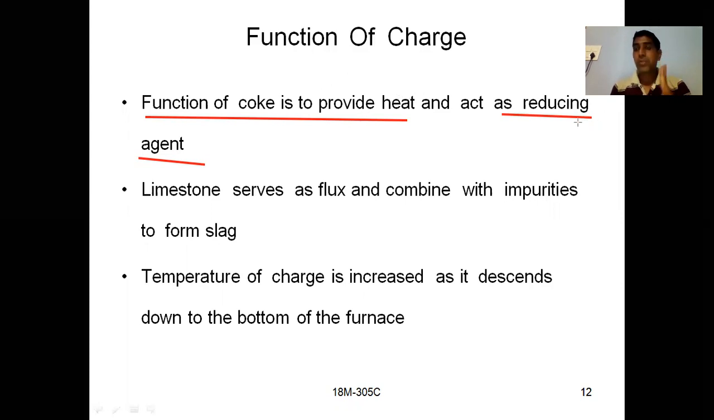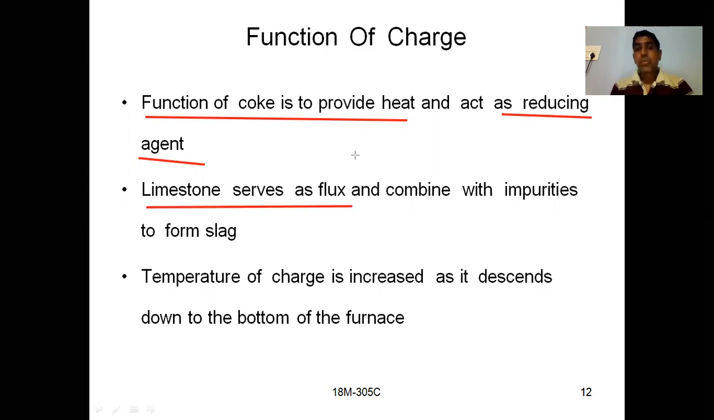So the main function of coke is to provide heat and to act as a reducing agent. You should remember 2 points. First, it will provide heat, and second, it will act as a reducing agent. So the function of coke is to provide heat, as well as act as a reducing agent. And what is the function of limestone? Limestone acts as a flux.